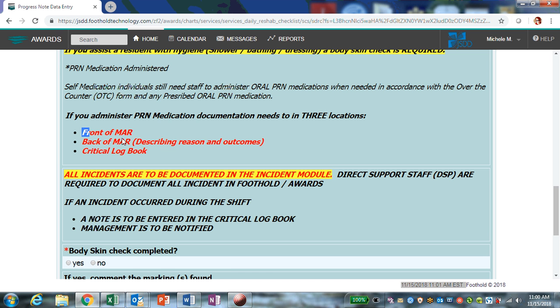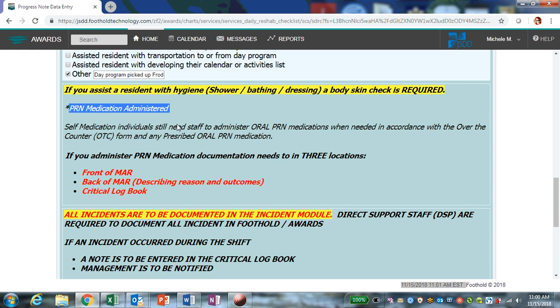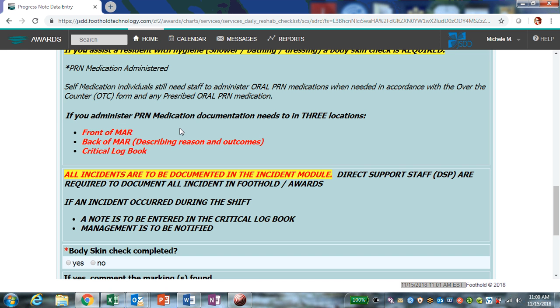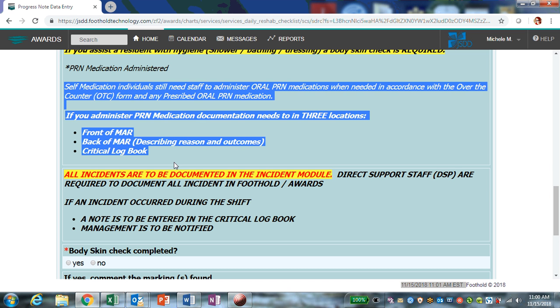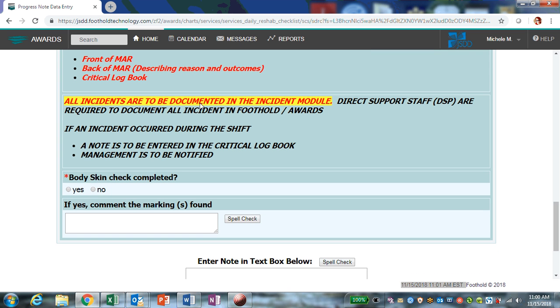Again, if these 3 things are not followed when you are administering medication and you have completed this form, you have no excuse for not following it. It is documented right here for you to read. Okay? All incidents are to be documented in the incident module. You're not writing anything here about an incident. You're doing it in an incident module. That's where we want you to document it.